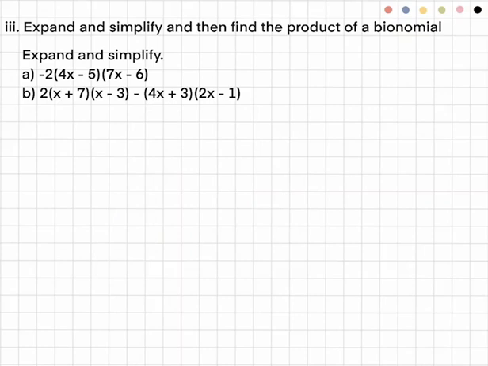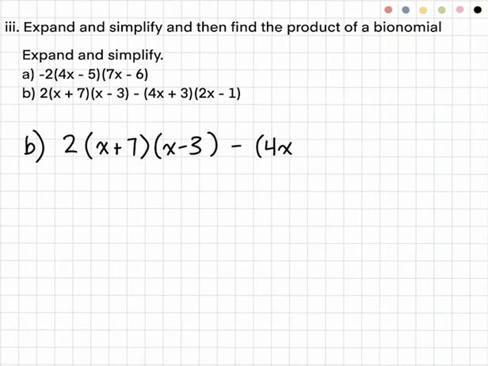So for B, I have 2 times (x plus 7)(x minus 3) minus (4x plus 3)(2x minus 1). Okay, so we're going to do the same thing again. We're going to focus on the brackets first, apply the distributive property, and then we will deal with what is outside the brackets.